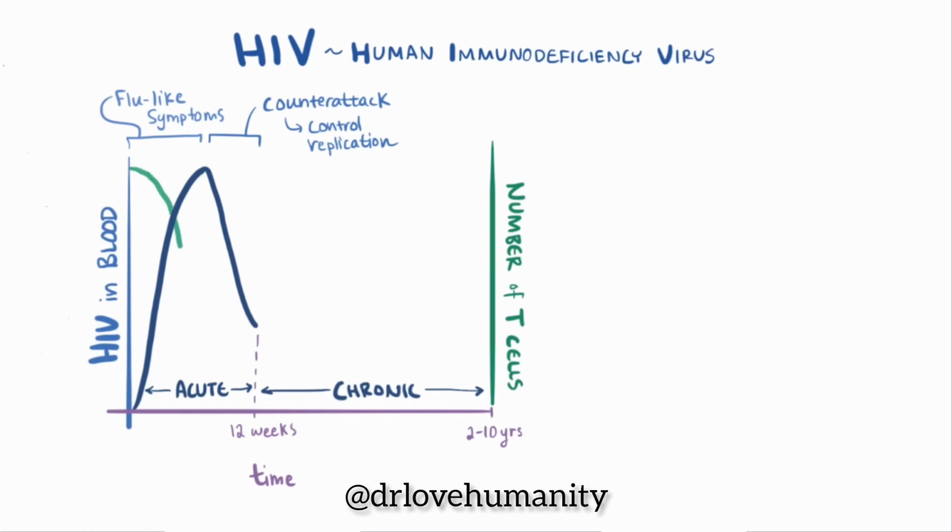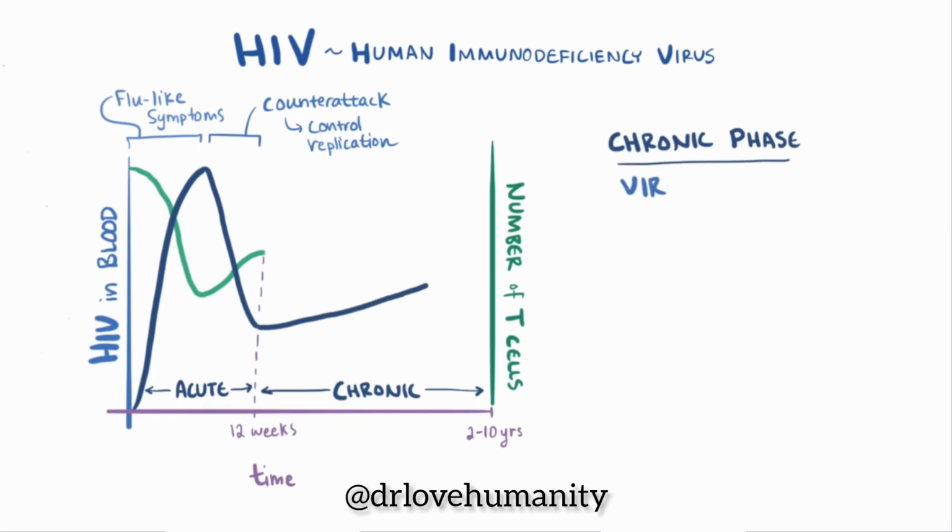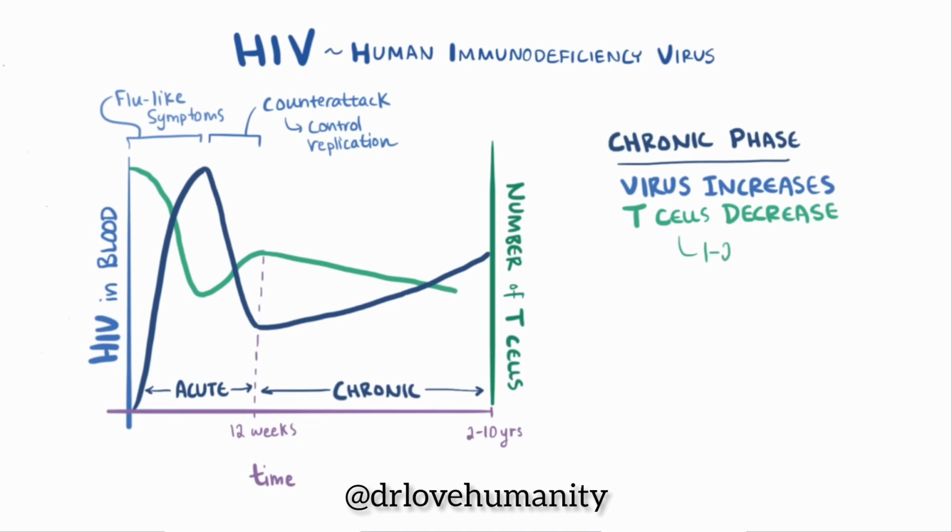Initially, you have a considerable decline in the acute phase until the immune system mounts its counterattack. After this point, even though there might not be any clinical signs or symptoms, the virus is steadily chipping away at the immune system, and the number of viruses in the blood slowly increases, while at the same time T cells slowly decrease, losing about 1 to 2 billion T cells every day.